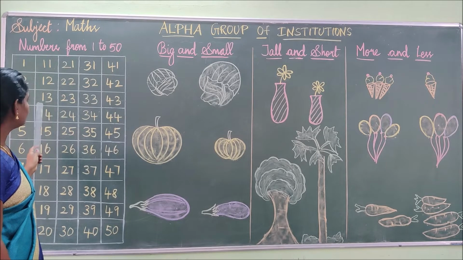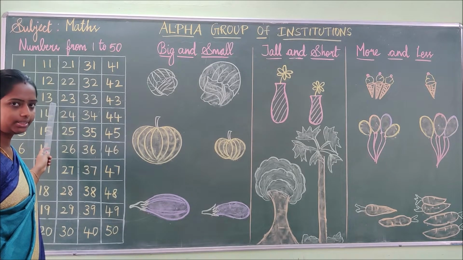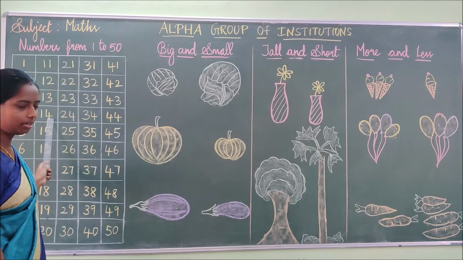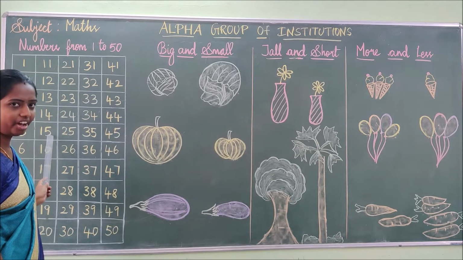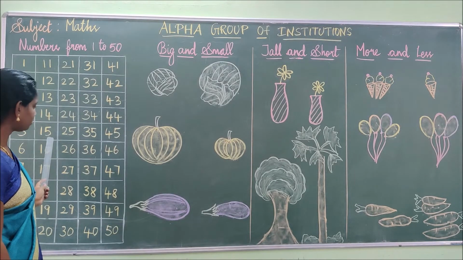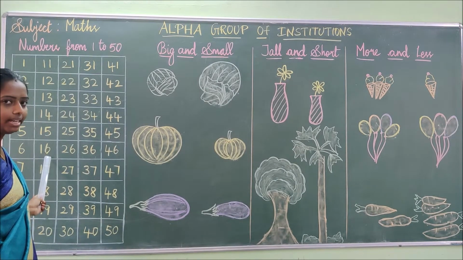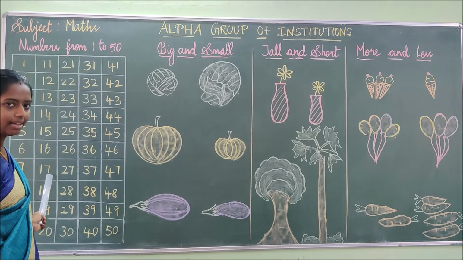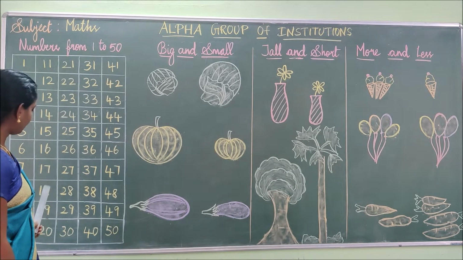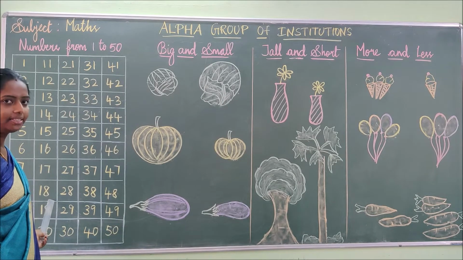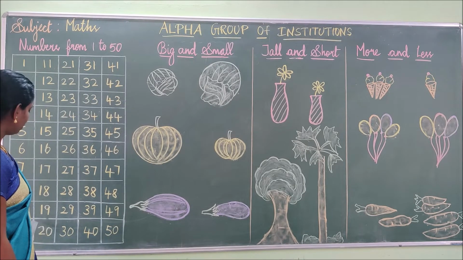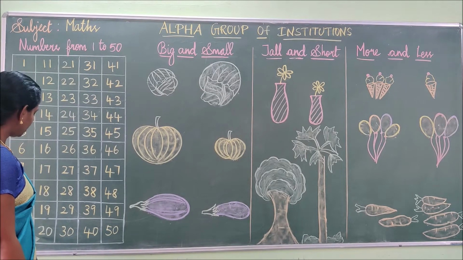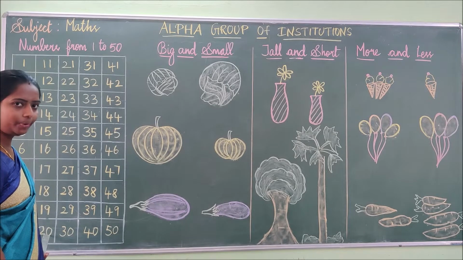12. 1, 3, 13. 1, 4, 14. 1, 5, 15. 1, 6, 16. 1, 7, 17. 1, 8, 18. 1, 9, 19. 2, 0, 20.